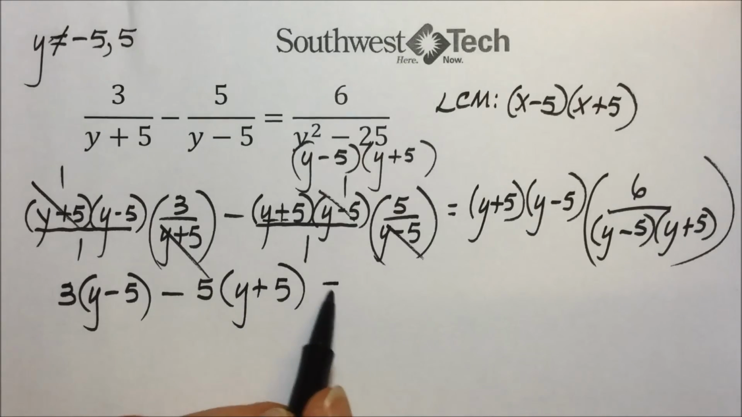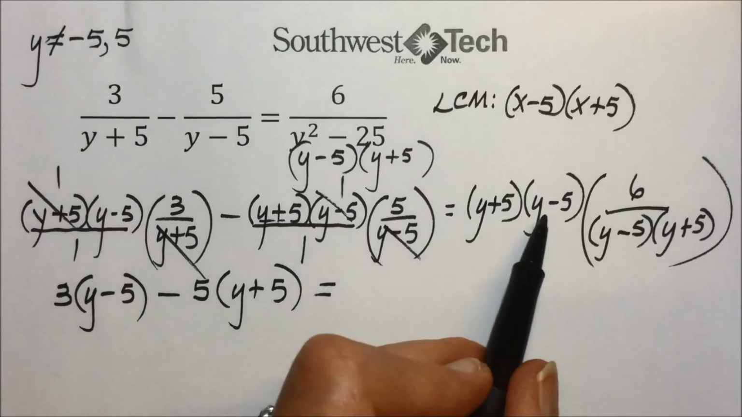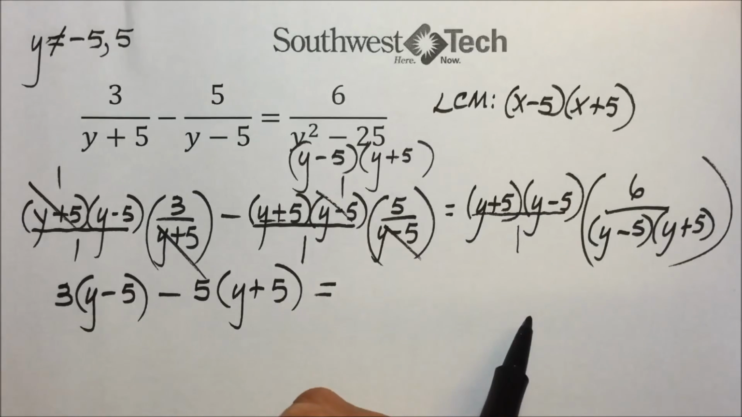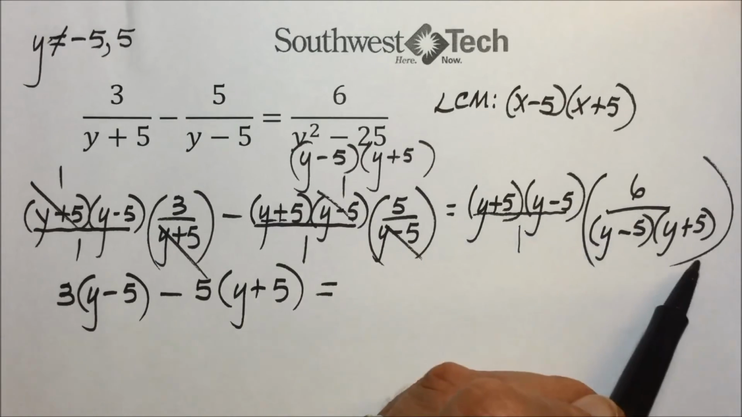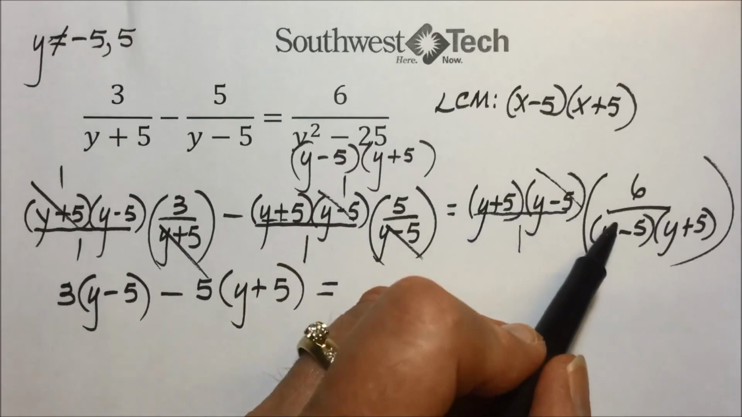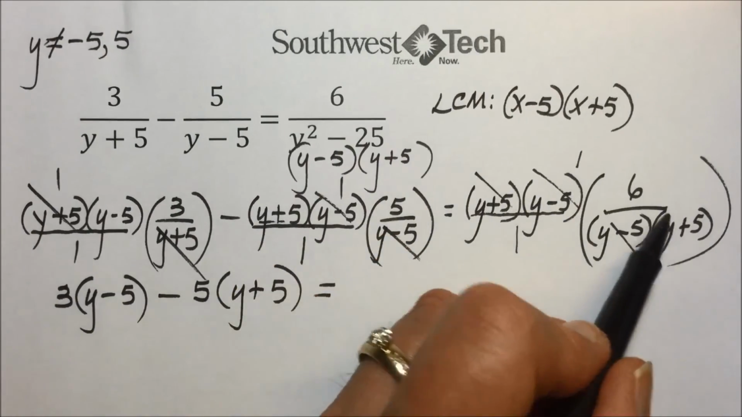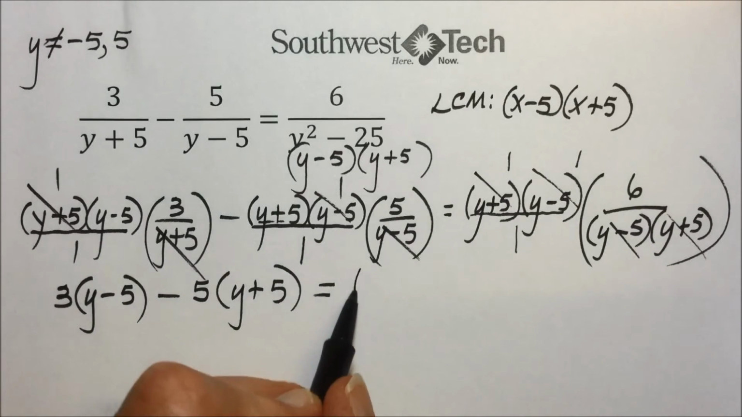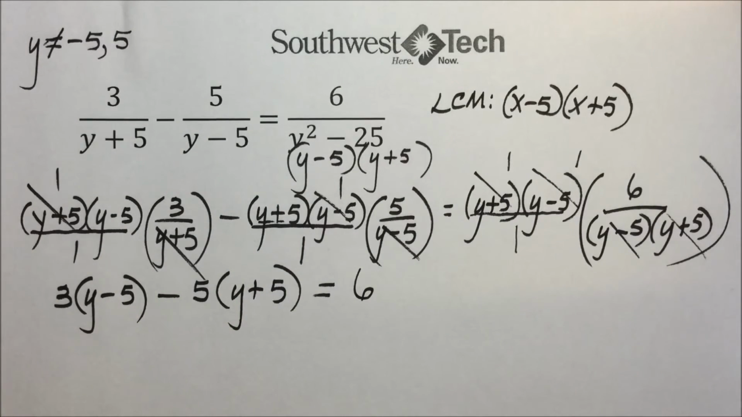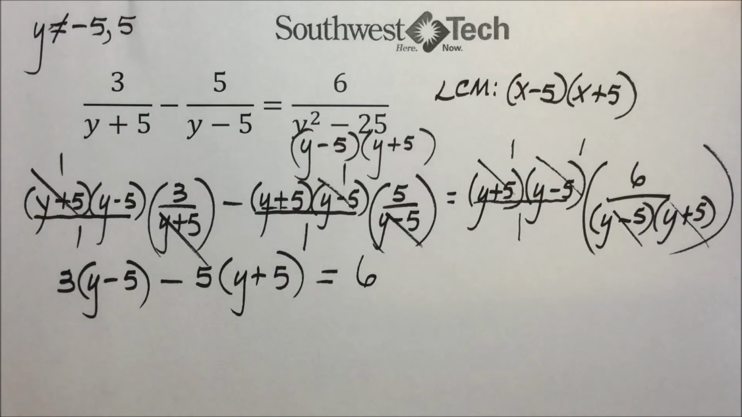And on the right-hand side, these two binomials, which are over 1, when we're multiplying rational expressions, we multiply numerators, multiply denominators, and cancel out common terms. They cancel out our denominator, leaving a 1 times 6, or 6. Rational equation is gone. Our goal now is to simplify and solve for the variable.